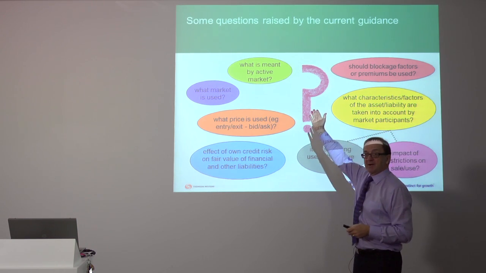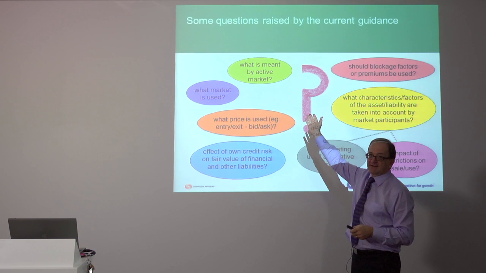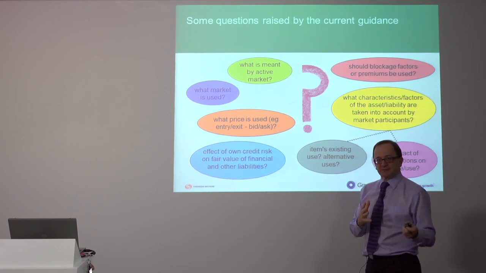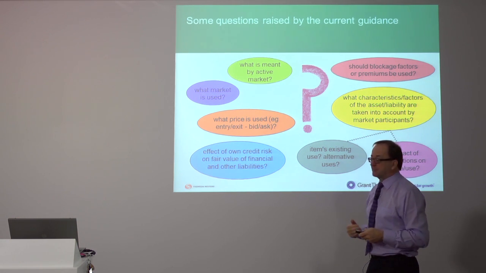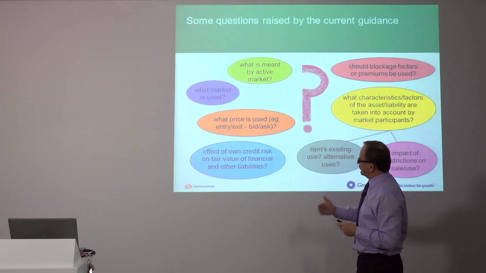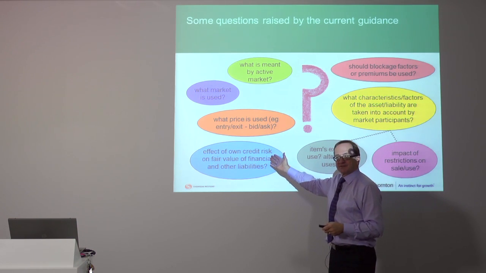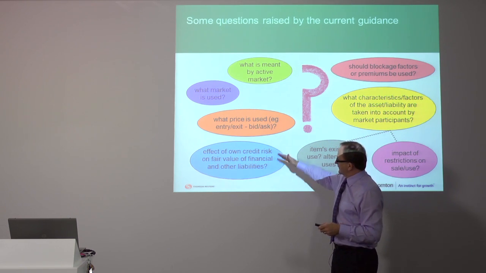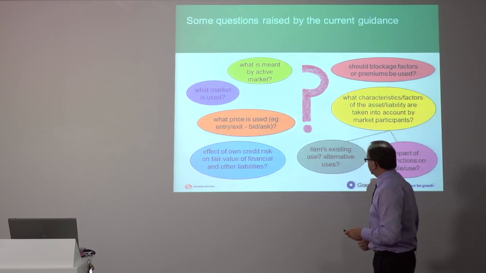What is meant by an active market? Because that gets you into level 1 disclosures. What market is used? Is it the wholesale market or the retail market? What pricing are we using? Are we using entry, bid, mid-market? And what is the effect of own credit risk, recognizing the peculiarities that you can make income when your credit declines?